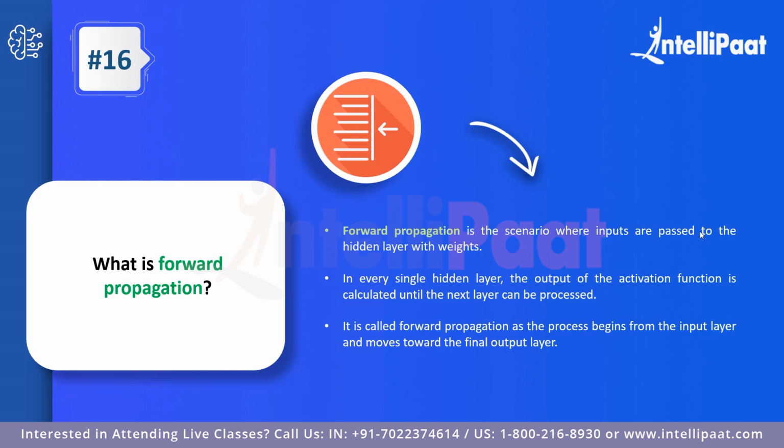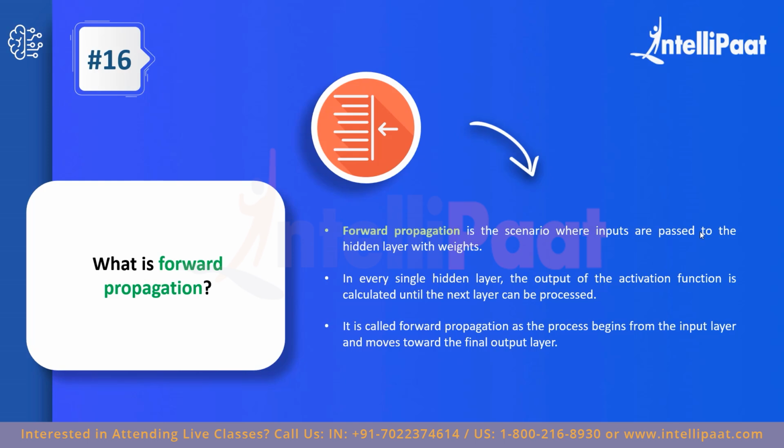Backward propagation is the scenario where we work from the output layer to the input layer, and forward propagation is the exact reverse. We follow the order of the neural network, so we go from the input layer to the hidden layers and then the output layer. When you're talking about a complex neural network, there will be more than one hidden layer. For every hidden layer, the output of the activation function is calculated, and this is done until the next layer can be processed.